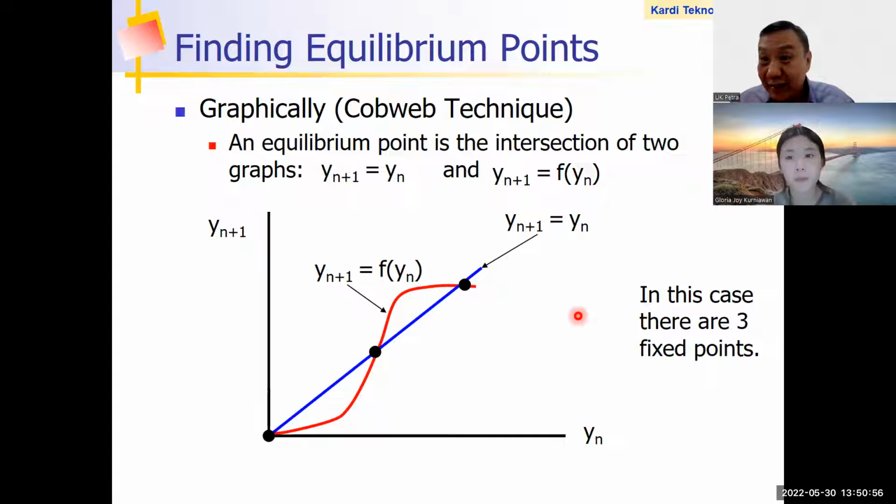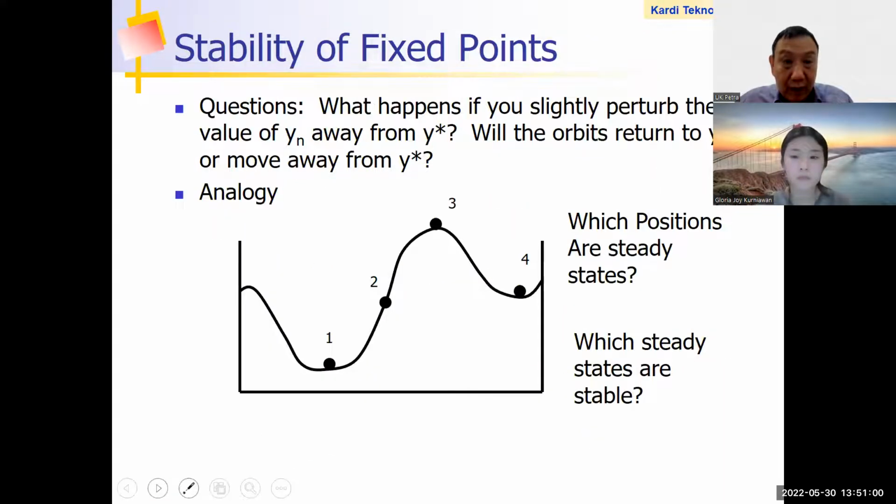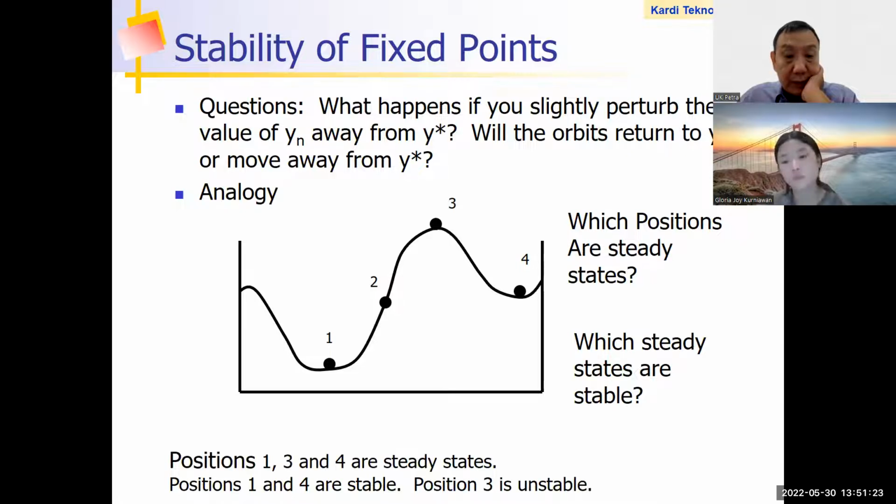So the question is, what happens if you slightly perturb y from the equilibrium point? Will the object return to y star or move away? This is called stable, and this is unstable equilibrium, right?